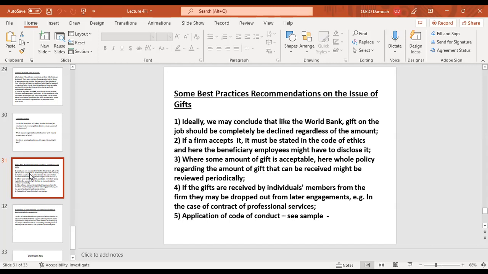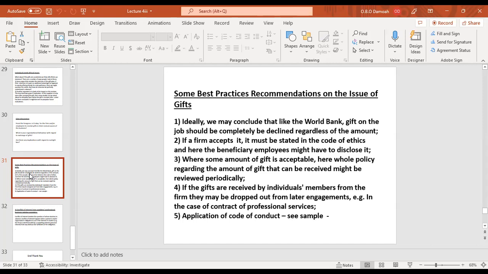But the best conclusion is what the World Bank is saying. The World Bank is trying to say that whether we put it in the policy, whether we disclose it, it can influence our attitude to others. And therefore, they believe in zero tolerance for hampers, gifts, and thank yous, because it will affect the judgment of the workers working for the company.